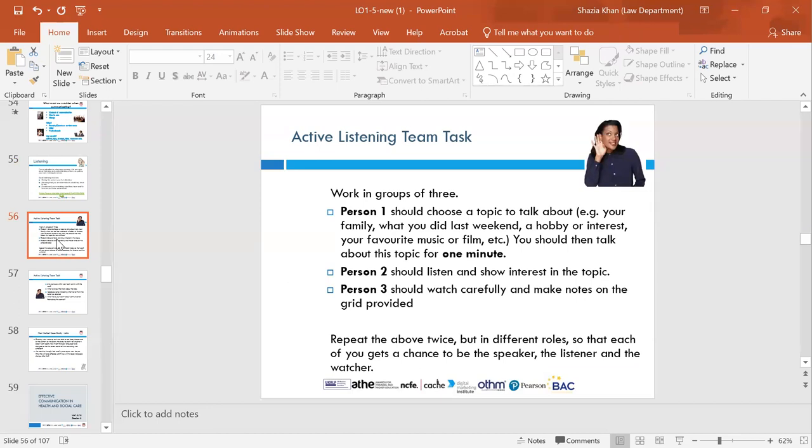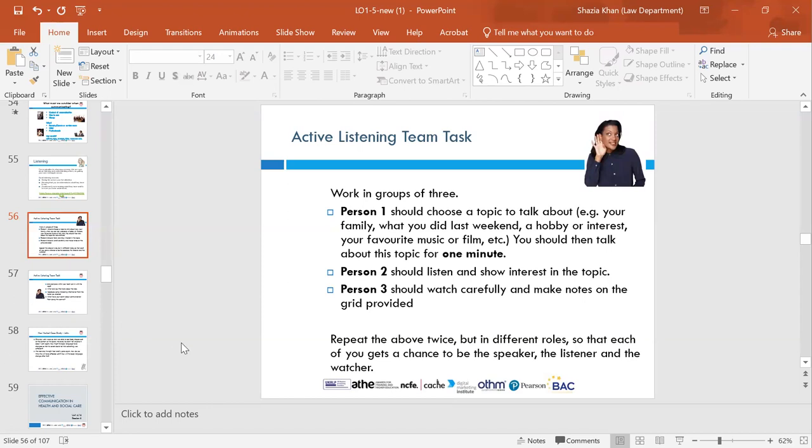Work in groups of three. Person 1 should choose a topic to talk about, for example your family, what you did last weekend, a hobby or an interest, or your favorite music or film. You should then talk about this topic for one minute. Person 2 should listen and show interest in the topic, and person 3 should watch carefully and make notes on the grid provided. Repeat the above twice, in different roles, so that each of you gets a chance to be the speaker, the listener, and the watcher.